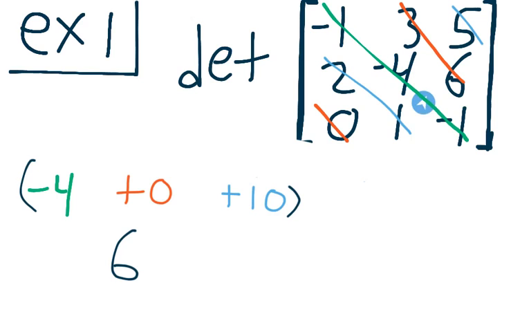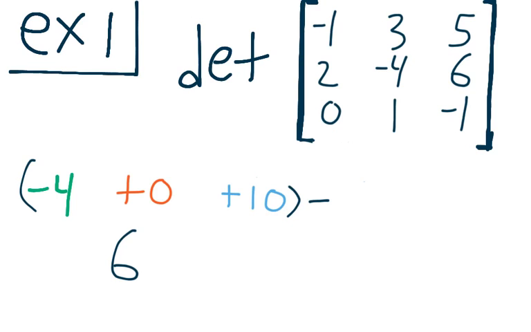I went diagonally from left to right. Okay? So I did the green one all together, the orange one all together, 3 times 6 times 0, so it's 0, then the blue one all together. I added all 3 of those up. Am I done? Nope. What I do now, I go the other way. So get ready for this. Now I go backwards.